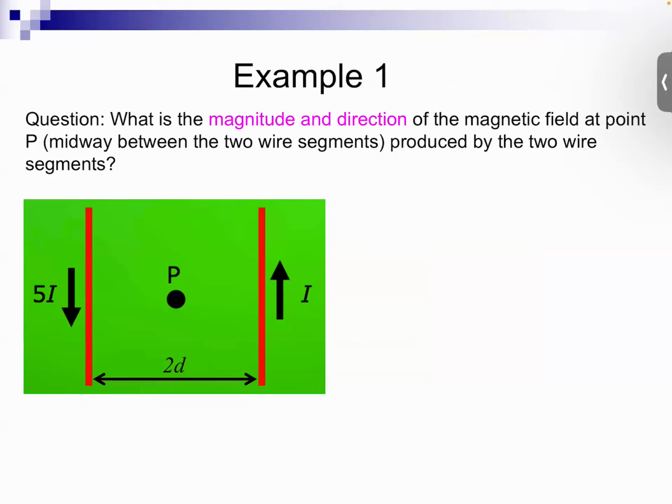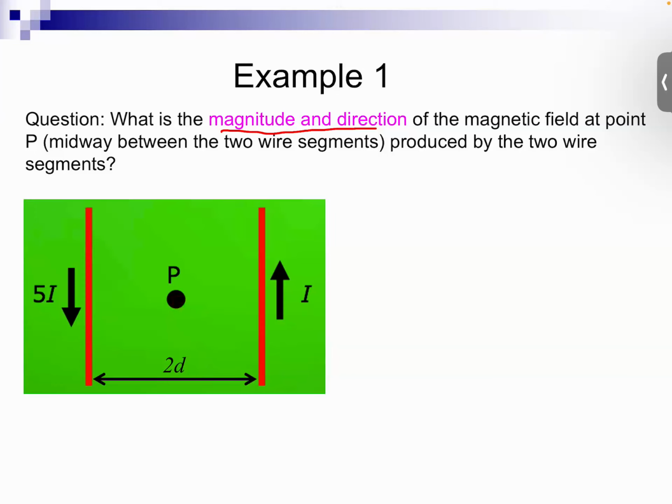Right, so let's look at this example here. You have two wires. One wire is carrying a current of 5I in the direction shown, downwards. And then the other wire is carrying a current I, which is flowing upwards, opposite the direction of the 5I current. We want to find the magnitude and direction of the magnetic field at point P.